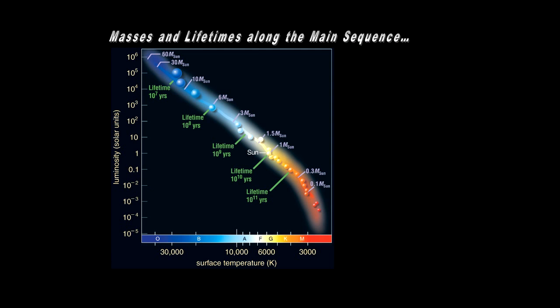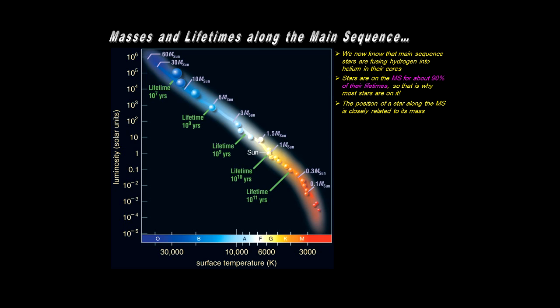So let's look to see how the mass is related to the main sequence on the HR diagram and how it affects the lifetime of the star. We know again that if it's on the main sequence, the star is fusing hydrogen into helium in the core. So that's 90% of the stars doing that. Or you could say that a given star is on the main sequence for 90% of its lifetime. So most stars are on the main sequence.